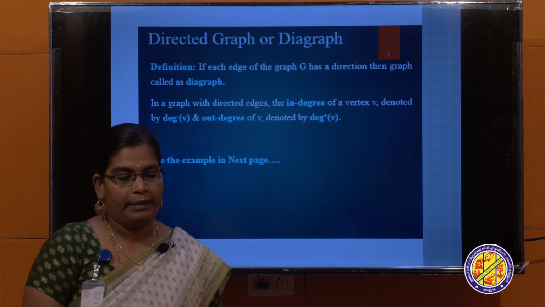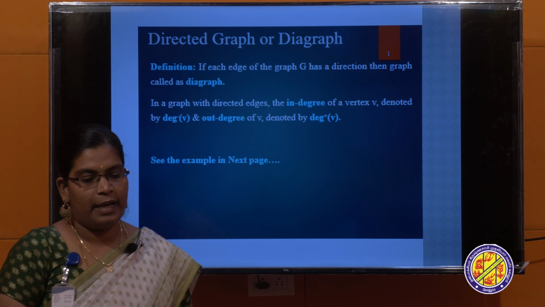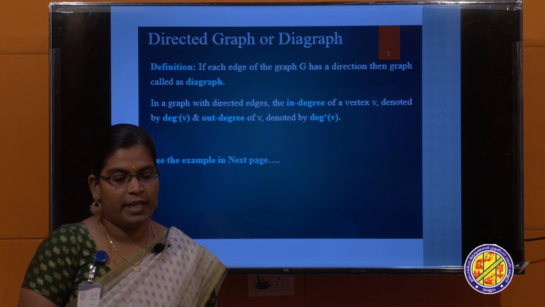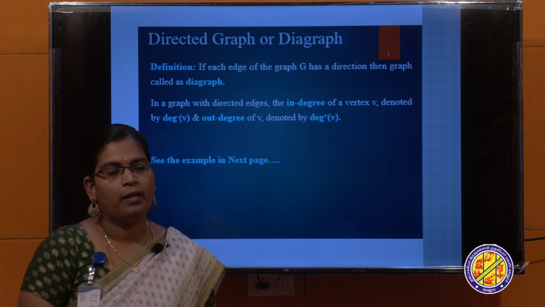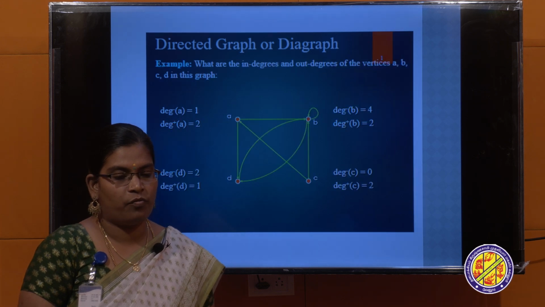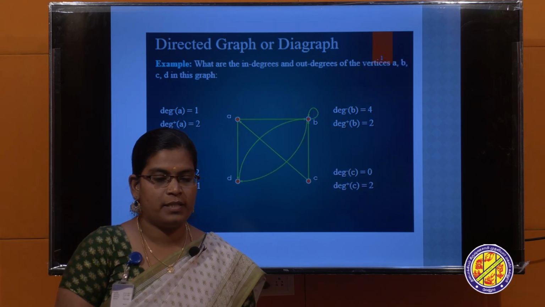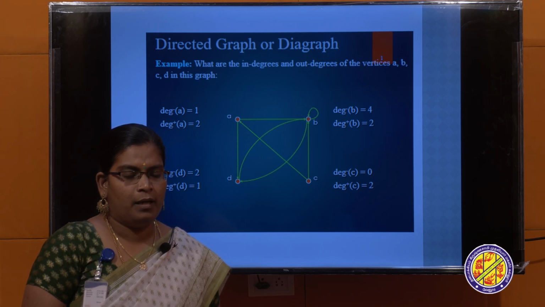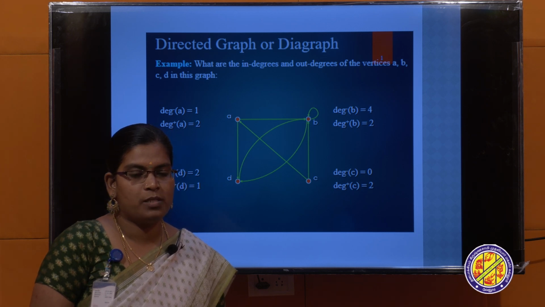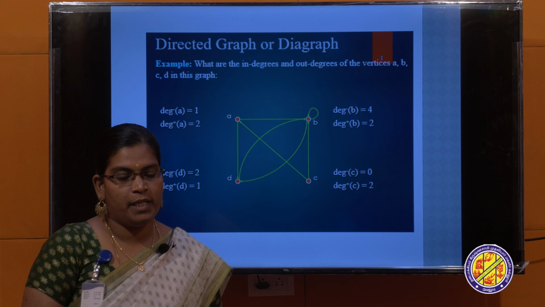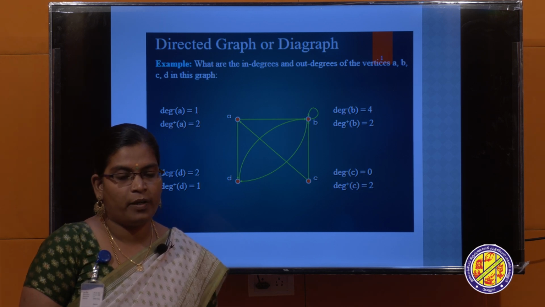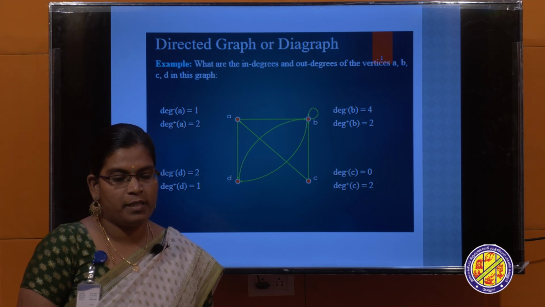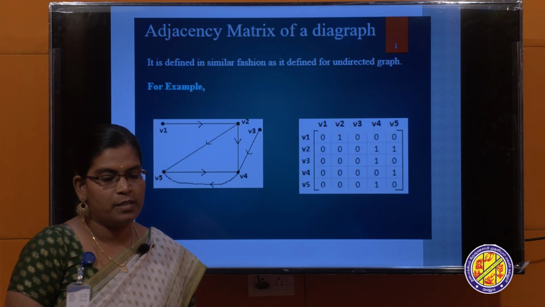Directed graph or digraph. If each edge of the graph G has a direction, then the graph is called a directed graph. In a graph with directed edges, the in degree of a vertex is denoted by degree minus of V and the out degree of the vertex is denoted by degree plus of V. In this example, consider a vertex A. The edges coming towards A is 1, therefore the in degree of A is 1. The edges going out from A is 2, therefore the out degree of the vertex A is 2. Similarly, for vertices B, C, D, we have to calculate the in degree and the out degree.